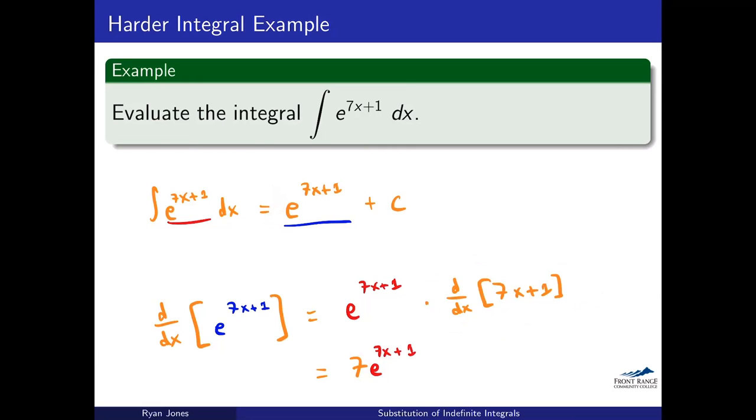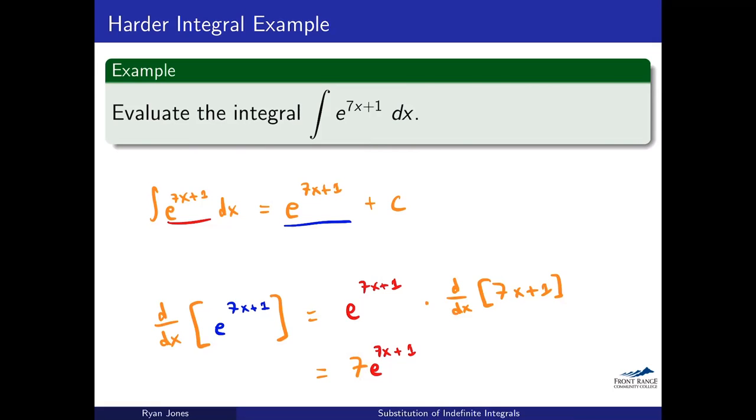Because I can guarantee you, in other, harder cases, it's not going to work out perfectly where this is just a 7 and you could recognize, all right, let's just multiply a 1/7 in here and we're good. What if this chain rule term, instead of a 7, was like an x squared? That just makes it really complicated and tough.